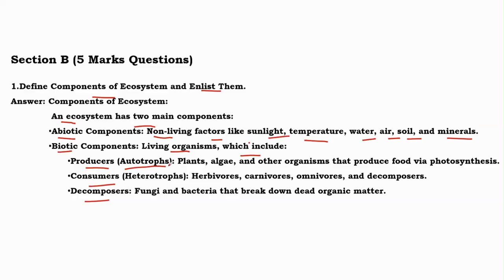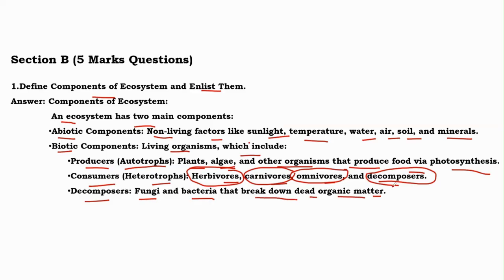Producers are autotrophs, that is plants, algae and other organisms that produce food via photosynthesis. Then heterotrophs: herbivorous, carnivorous, omnivorous. Herbivorous, the animals which eat grass. Carnivorous, the animals which eat flesh. And omnivorous, the animals which eat both plants and animals. Decomposers are bacteria which decompose the dead bodies. Decomposers are the fungi and bacteria that break down dead organic matter.